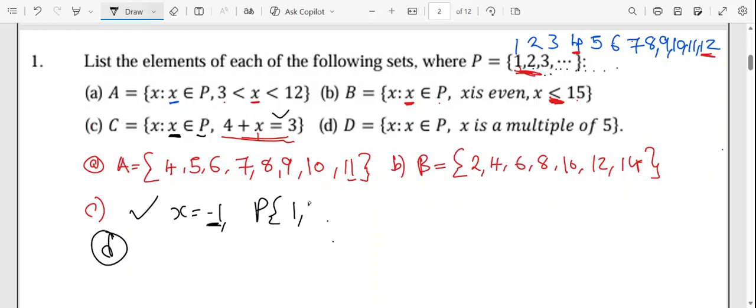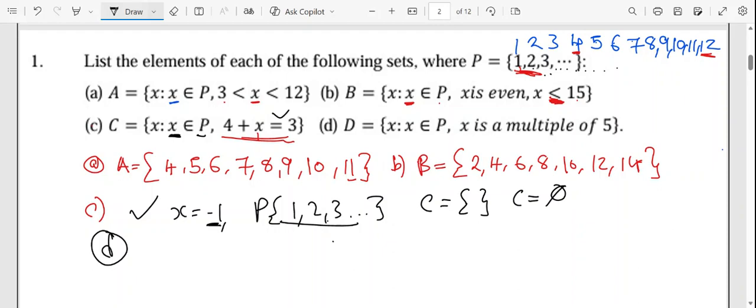we have one, two, three, positive infinity like that. This means that there is no solution for set C. In short, set C doesn't exist with this element in this condition. Is that clear? So therefore, you say C is equal to the empty set like that. Is that okay?